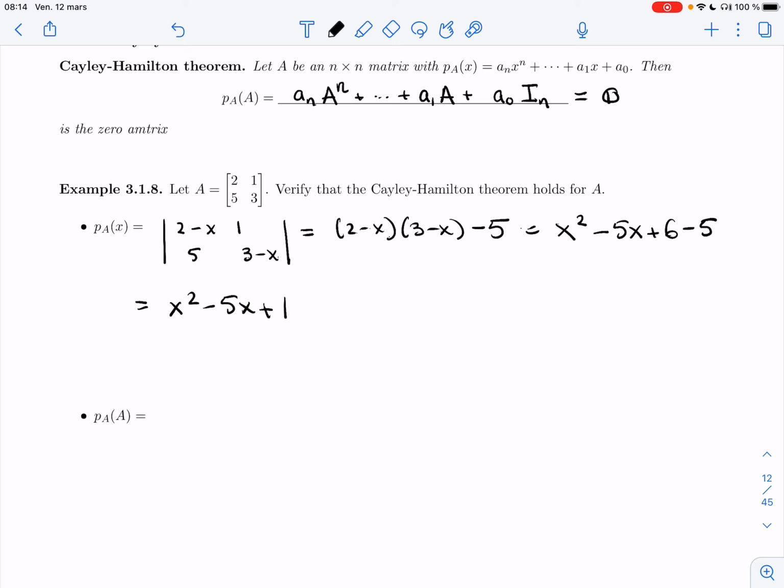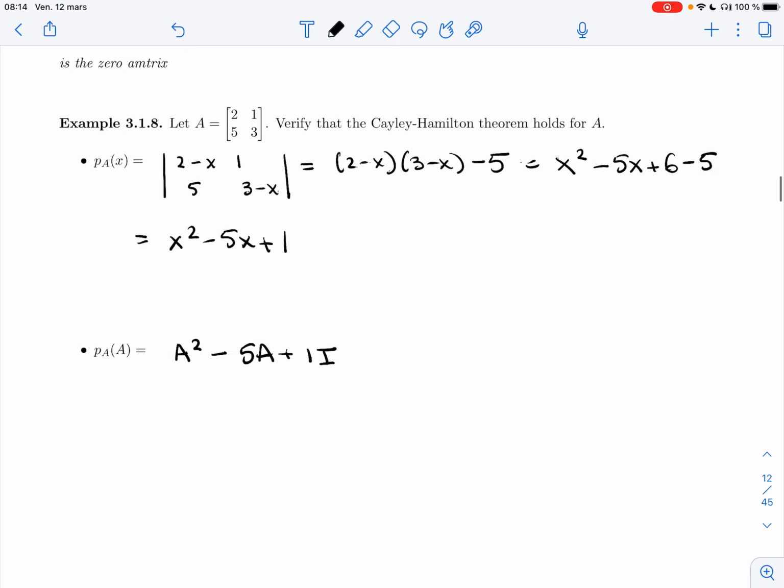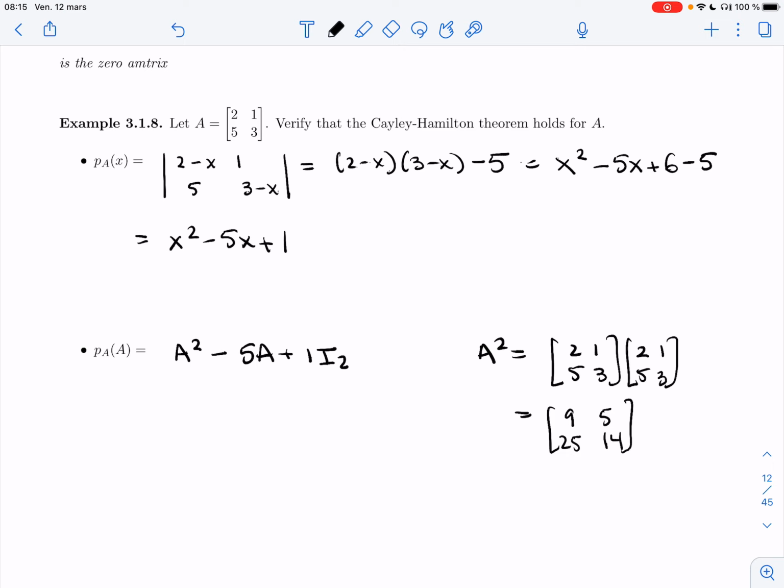All right, so now I need to plug A into this polynomial. So I'm going to have to compute A squared minus 5A plus 1 times the identity matrix. That's 2 by 2 because A is 2 by 2. Let me just compute A squared on the side. I get 4 plus 5, I get 9. I get 2 plus 3, I get 5. 10 plus 15, 25. And 5 plus 9, I get 14.